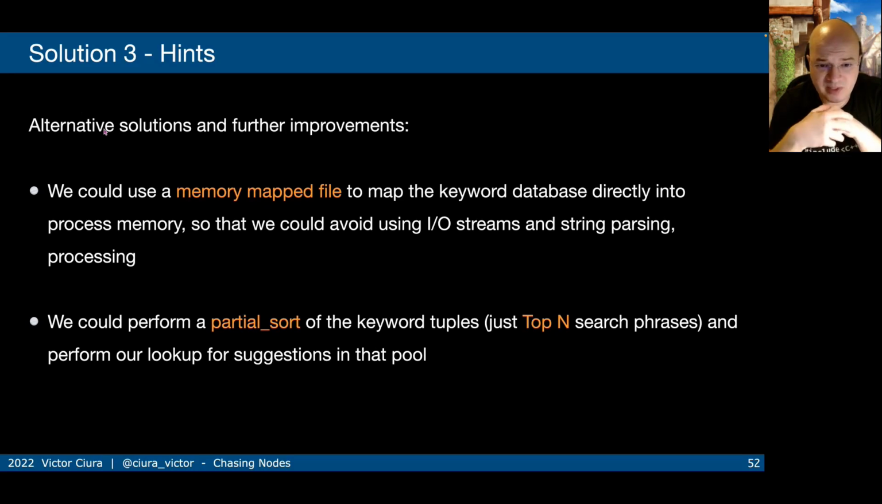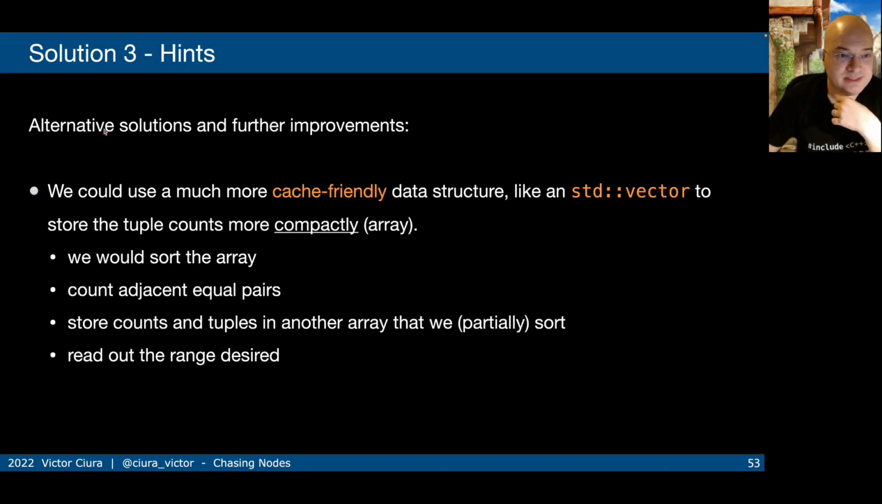Of course, we can perform a partial sort on the keyword tuples because we know we just want the top n. So that would be helpful because in the second solution, we had a standard sort in code, and we sorted the whole database, but we only cared about the top n search phrases. So again, might be a trade-off that we might be inclined to take, depending on the workload.